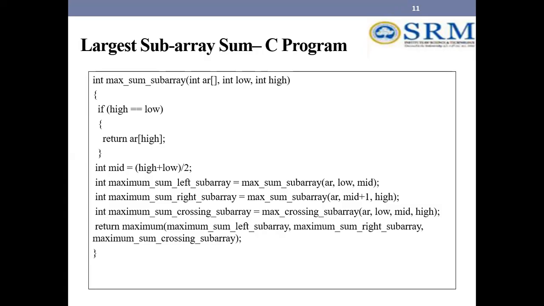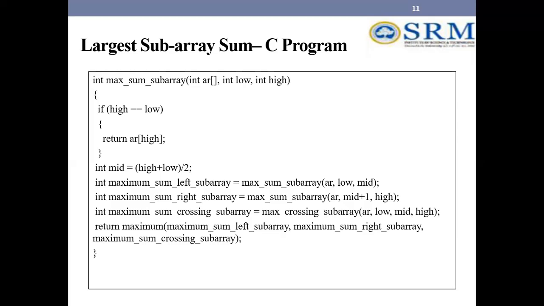So it calls itself. So max sum of subarray is array low to mid. The second subarray is array mid plus 1 to high. So this is the dividing part. And max crossing subarray, that is the input. This is a function called for another function that we will see. Finally, return maximum left subarray and maximum right subarray.